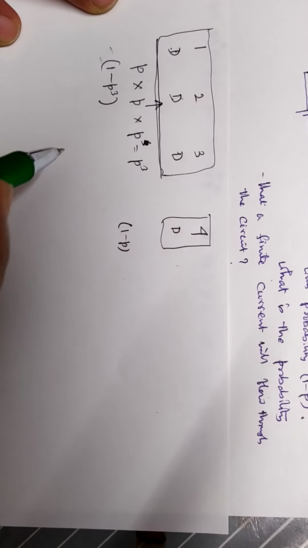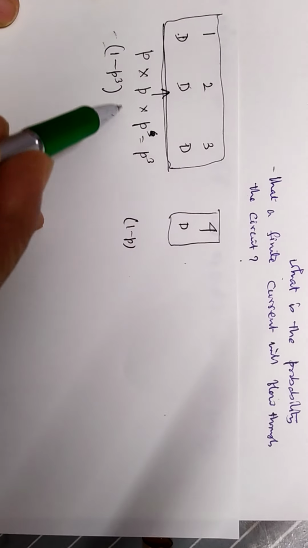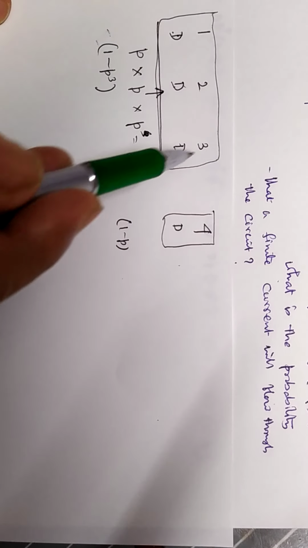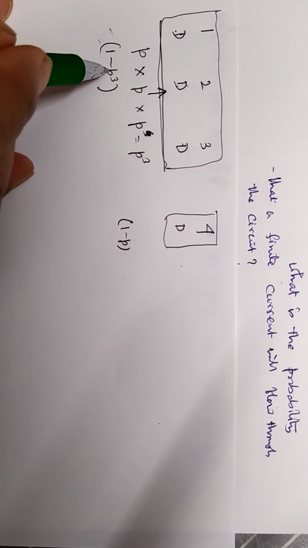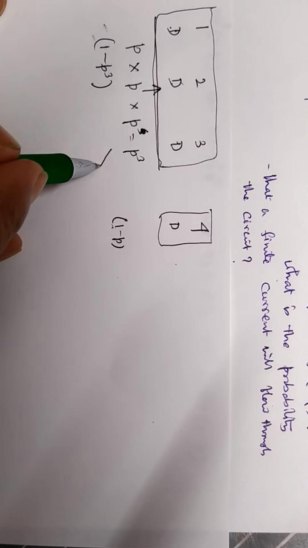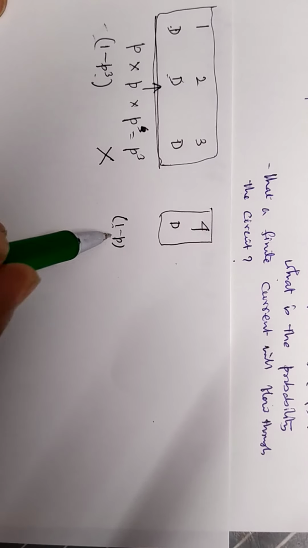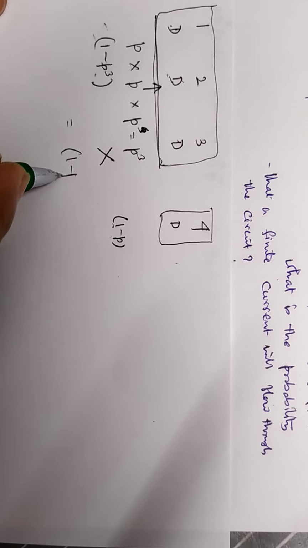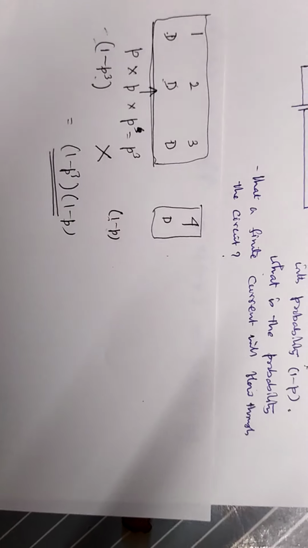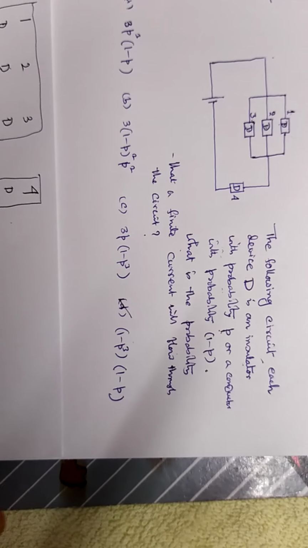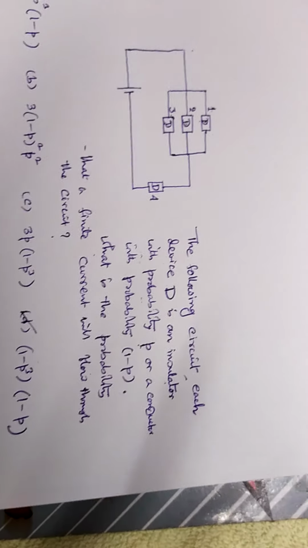If the current has to flow, then you have to find simultaneously the probability that this will not behave as an insulator and also this will not behave as an insulator. This probability is this, and this probability is this. Therefore, the simultaneous probability that both will allow current is this into this, which equals 1 minus P cubed into 1 minus P. So this is the correct choice. Now next, I would go to the next question.